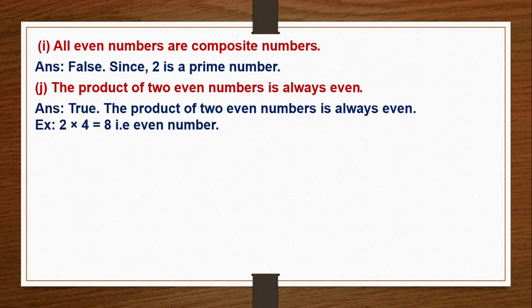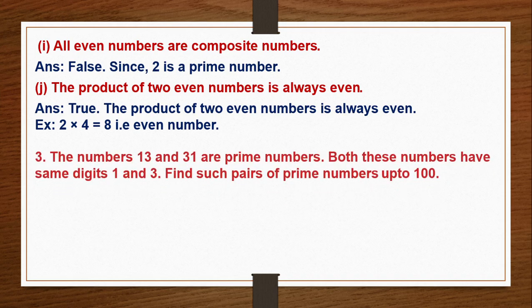Next, all even numbers are composite numbers. False, because 2 is a prime number. The product of two even numbers is always even. So let's take 2 and 4, which are even numbers, and when we do the product, we are going to get an even number only. So we say this statement is true.